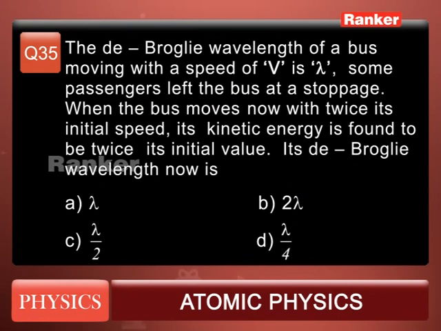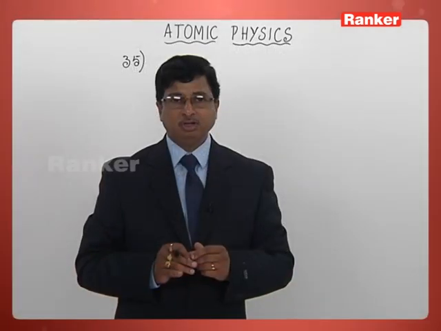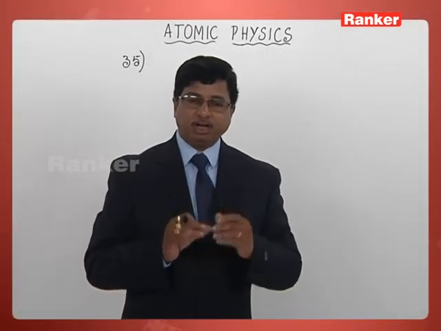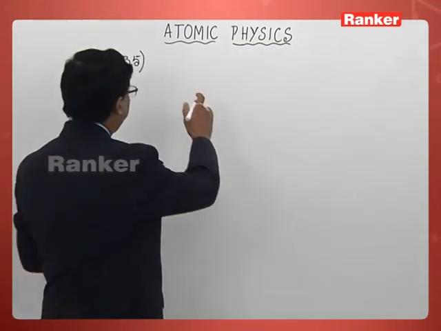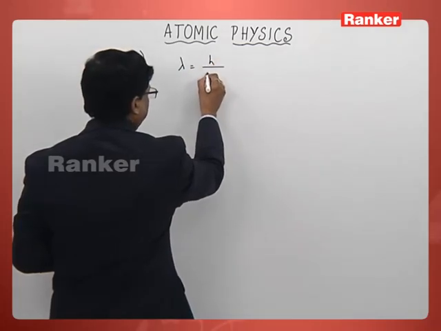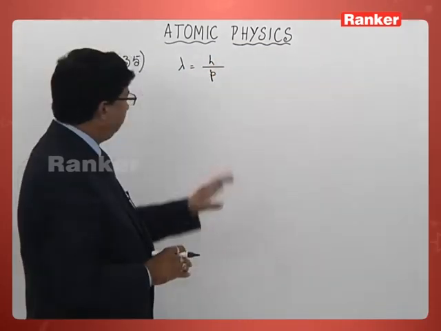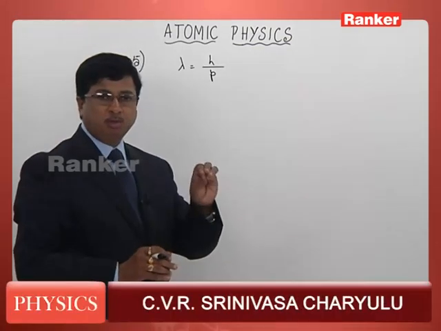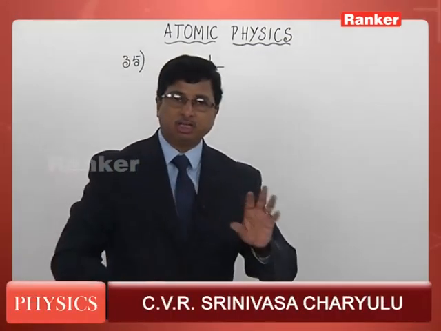Now what is the de Broglie wavelength? First option is given as lambda, second option 2 lambda, third option lambda by 2, and fourth option lambda by 4. So 4 different options have been given. What is the correct option we have to look into? In true sense, we can directly understand de Broglie wavelength lambda is equal to h by p. P is the linear momentum of that bus we are talking about in the problem.